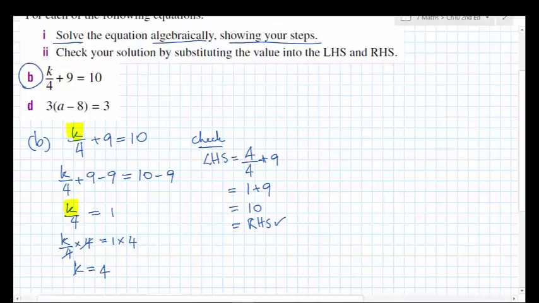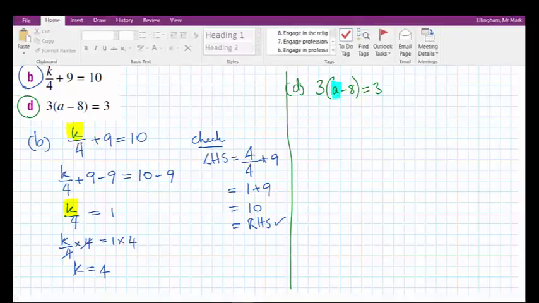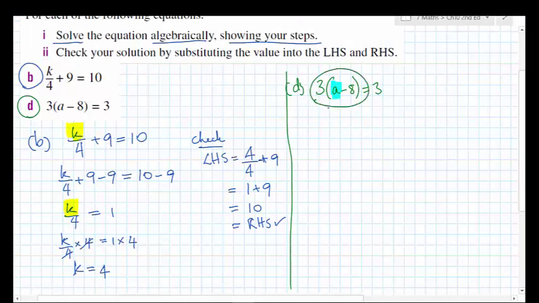Let's have a look at D now. With D, we have 3 times (a take 8) equals 3. What am I looking for here? In this instance, I'm wanting to solve for a. So I think, how did I construct this side, and how do I deconstruct it, or do the opposite? I started with a, I took 8, and then I multiplied everything by 3. The last thing I did was multiply everything by 3.